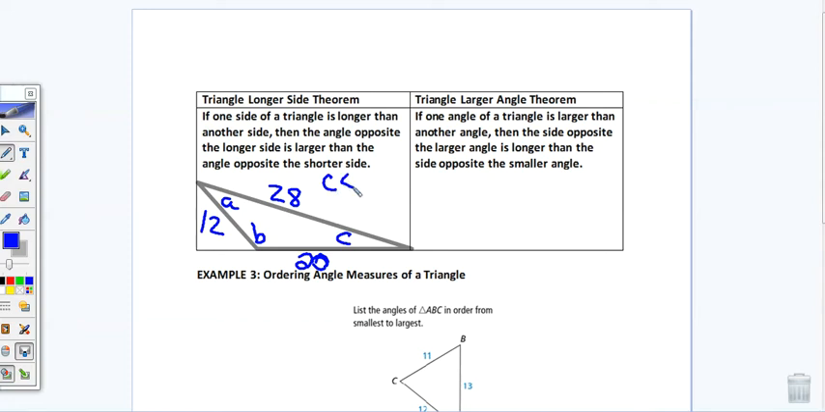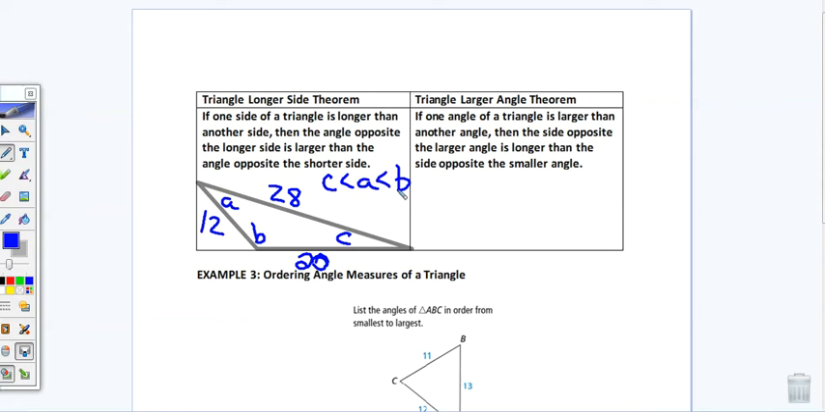What's the second smallest angle? Or the next one in line? A. Because A is opposite of what? Second smallest side, 20. And what's the last angle then? Okay. C has to be the smallest angle. A is the middle angle. And B would be the largest angle.